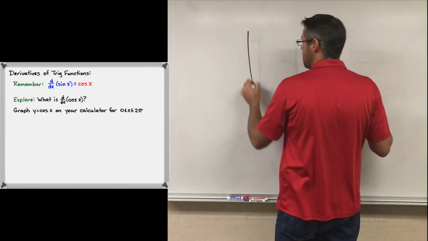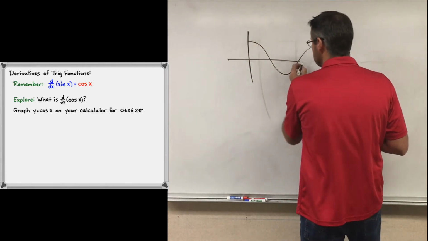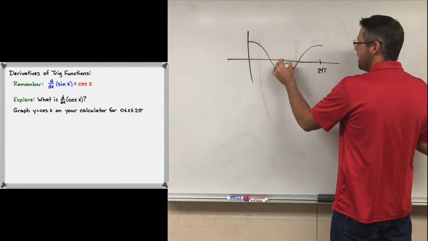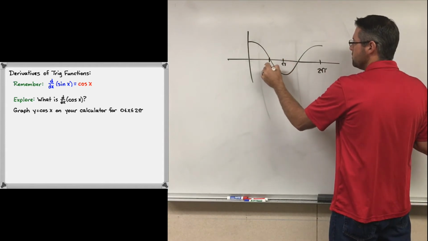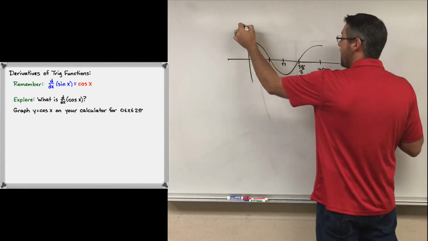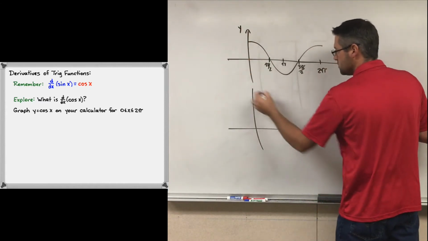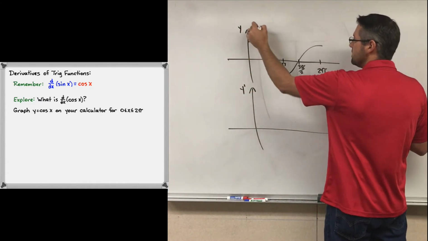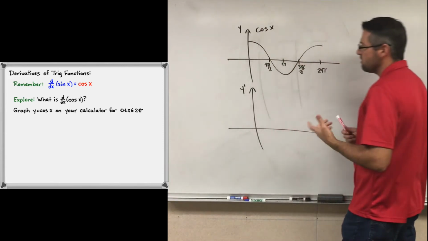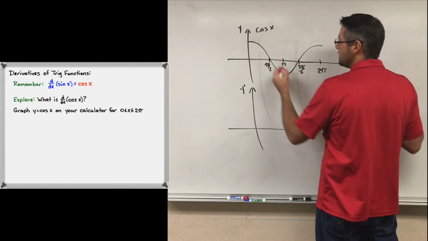If I'm looking at the cosine graph, cosine looks something like this, where this is 2 pi, and then this is pi over 2, this is 3 pi over 2. Okay? If I want to graph the derivative, so we'll call this y prime, and again, this is cosine of x. Okay? If I want to graph the derivative, again, the first thing I look for is where we have a zero slope or a horizontal tangent line.